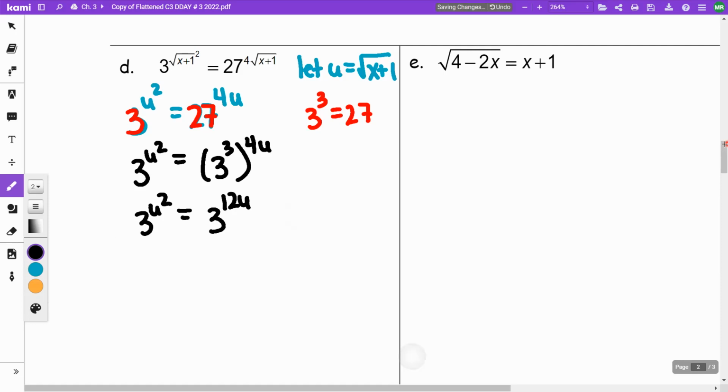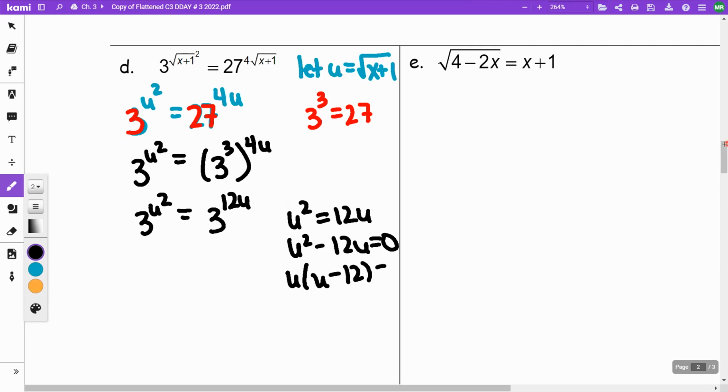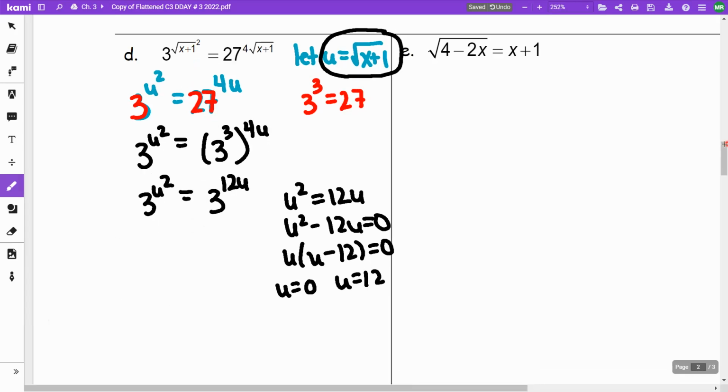And when they're the same base, I can take the exponents and set them equal to each other. So I'm going to subtract 12u from both sides. I'm going to factor out a u. I get u times (u minus 12) equals 0. So one answer for u is 0, the other one is 12. But remember, u is the same as the square root of x plus 1. So let me rewrite this. So I'm going to have the square root of x plus 1 equals 0, and the square root of x plus 1 is equal to 12.